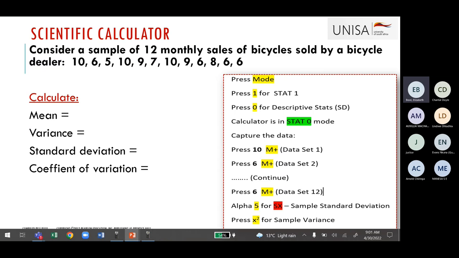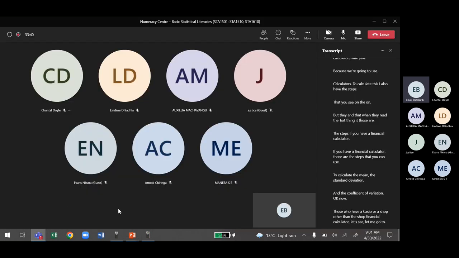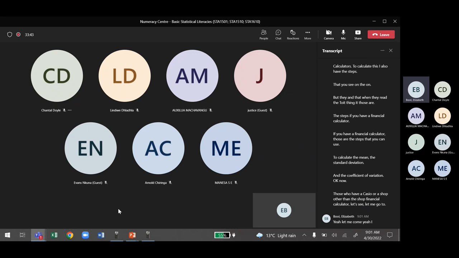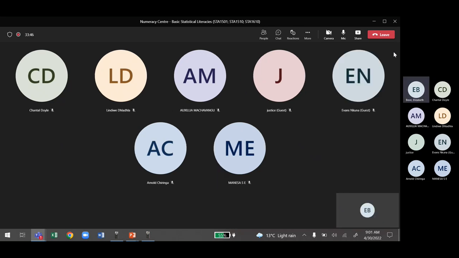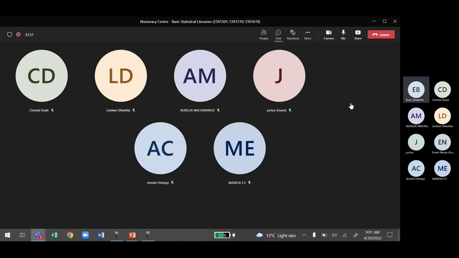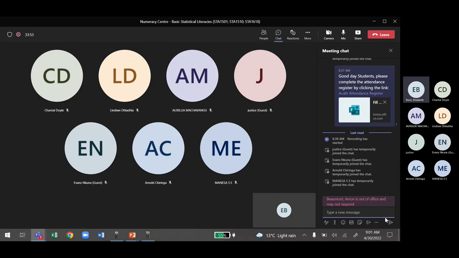Okay. Now, those who have a Casio or a Sharp other than the Sharp financial calculator, let's see. I want to know what type of calculators you all have. You can post it on the chat if you don't want to unmute, so that I can have an idea, because I don't want to waste time using another calculator and then you don't have that calculator.